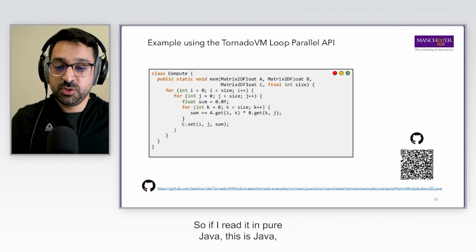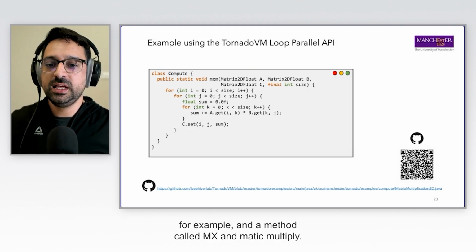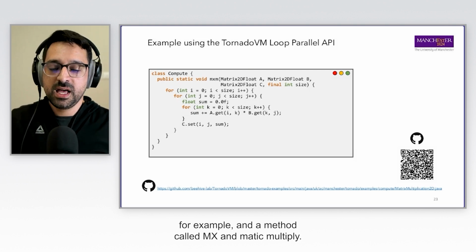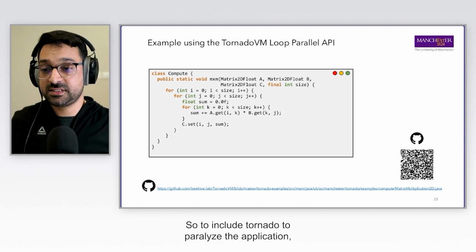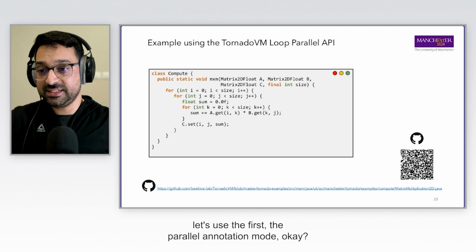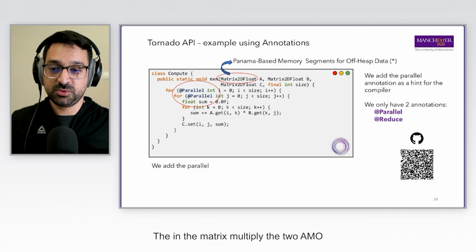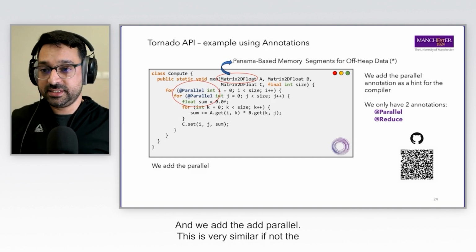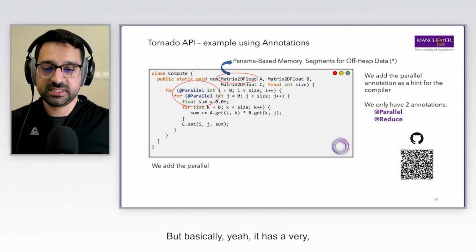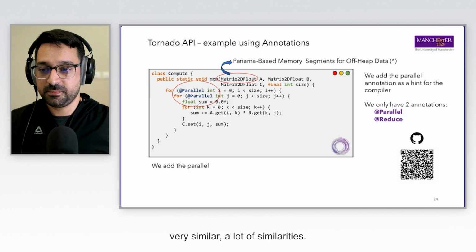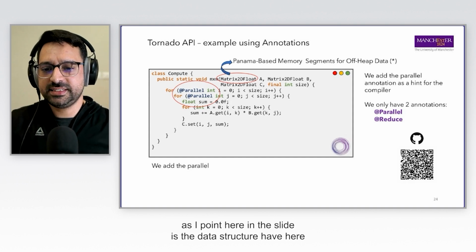So if I write it in pure Java, nothing related to Tornado, we have something like this. We have a class Compute, for example, and a method called MXM, or matrix multiply. And we have the traditional three nested loops and the reduction in the innermost loop. So to include Tornado, to parallelize the application, let's use the parallel annotation mode. What we do is add an annotation on the parallel loop. In the matrix multiply, the two outermost loops can be parallelized, and we add the @Parallel annotation. This is very similar, if not the same, as OpenMP. I believe OpenMP has the pragma, but basically it has a lot of similarities, I mean.